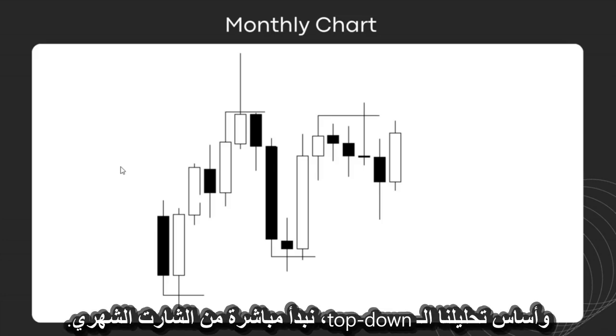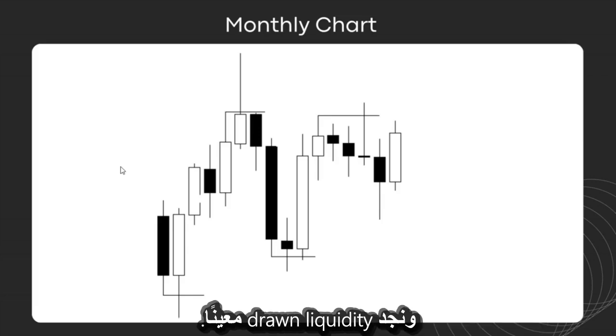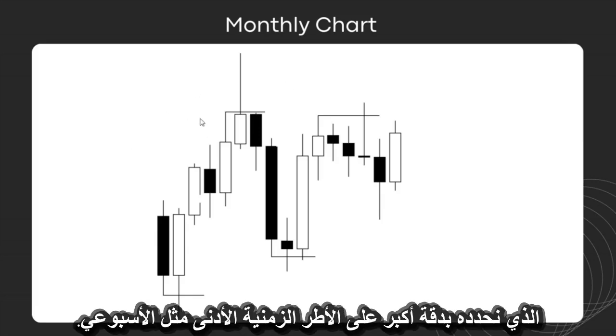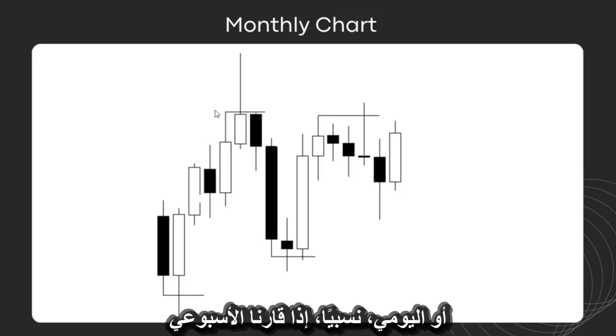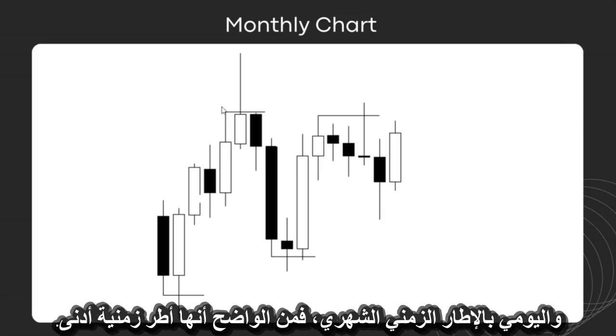We start right with the monthly chart and find a particular drawn liquidity or direction, which we further refine on the lower time frames, such as the weekly or the daily. We're speaking comparatively, right? If we compare weekly and daily to the monthly time frame, then obviously they are lower time frames.